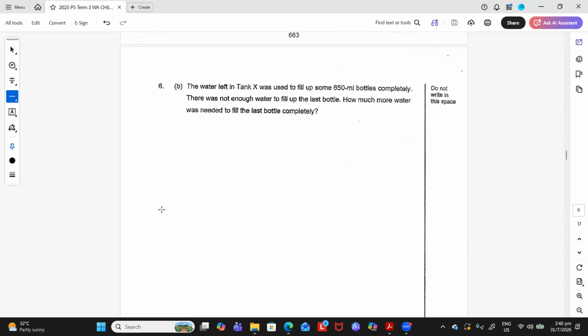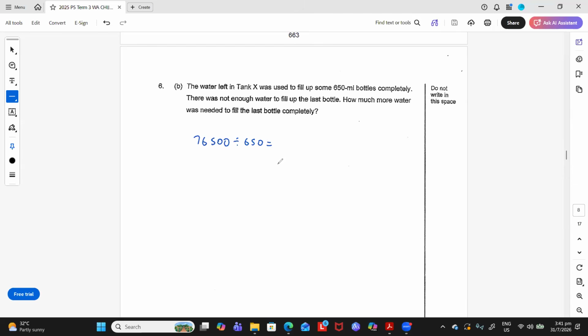Okay, 6B. The water left in tank X, which is 76,500, was used to fill up some 650 ml bottles completely. There was not enough water to fill up the last bottle. How much more water is required? Okay, so first let's go and find how many bottles you can fill up. So you take 76,500, you divide it by 650. Okay, 76,500 divided by 650.